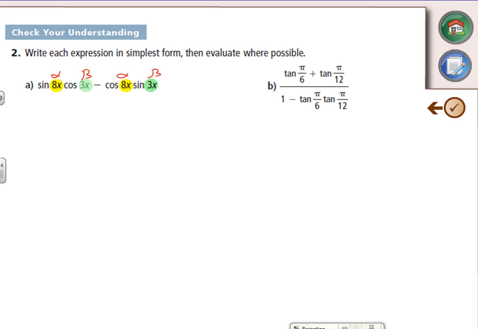Okay, hey, look on your formula sheet. Which one does this most resemble? Oh, look at that. It represents sine of alpha minus beta. So we just plug it in and say sine of, oh, the alpha was 8x minus 3x for the beta. 8x minus 3x, oh, that's sine of 5x. Done deal.